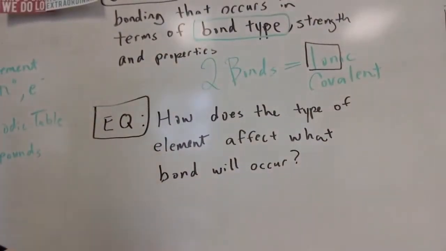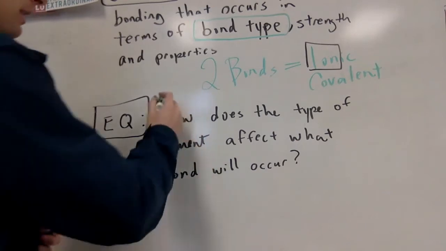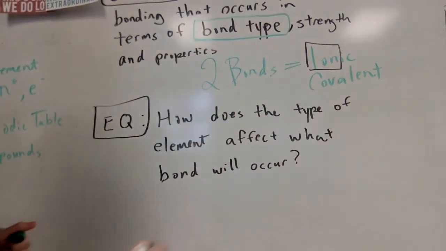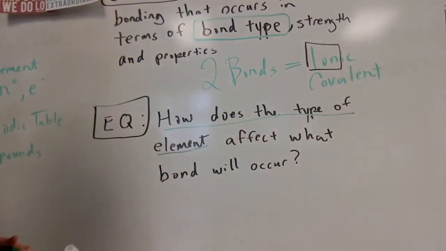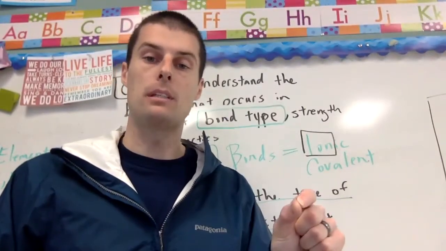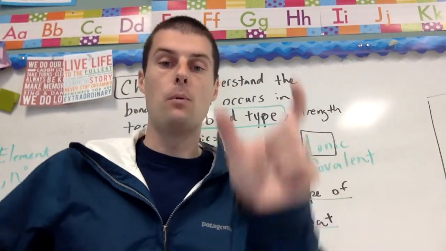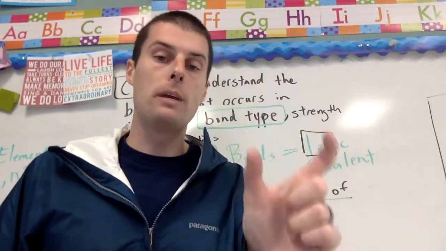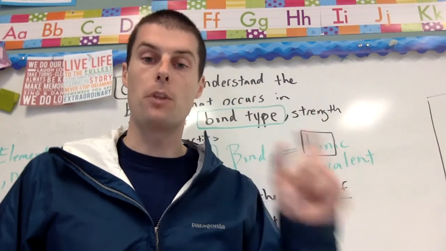Our essential question up here is how does the type of element affect what bond will occur? So once again, if I were to look at this essential question here, all right, we're looking at two different things here, okay? How does the type of element affect what bond will occur? So I'll be able to give you two specific elements, and I will say, look at these two elements. Since you already know a little something about the periodic table, you will be able to look at the periodic table and tell me what type of bond will come from those two elements.